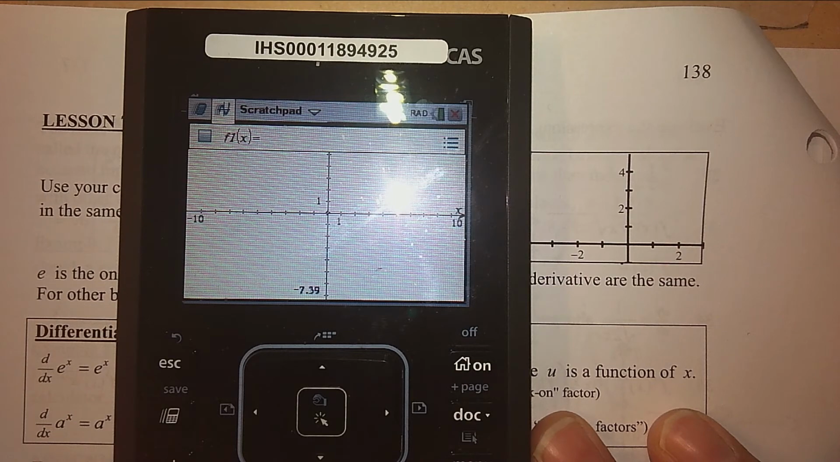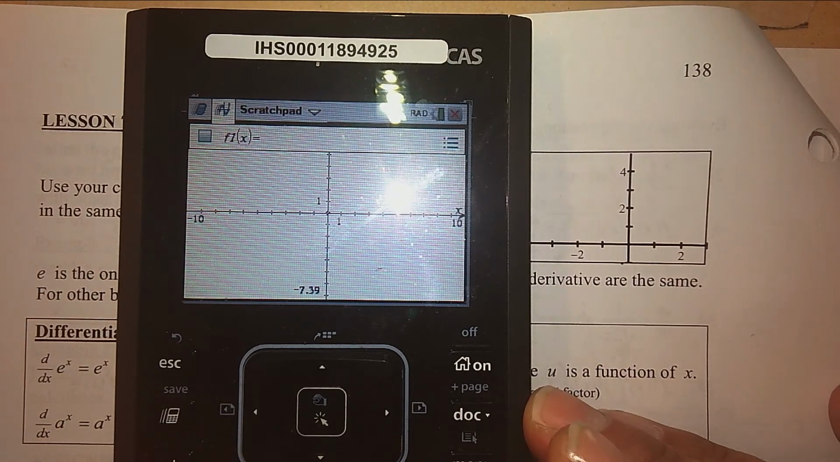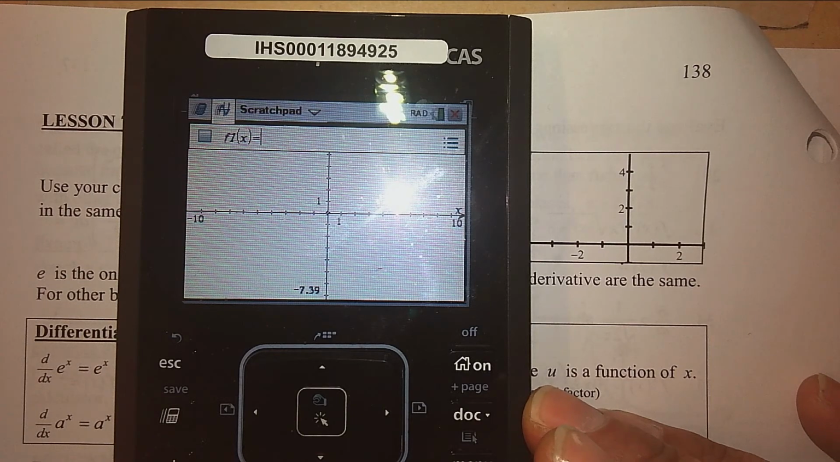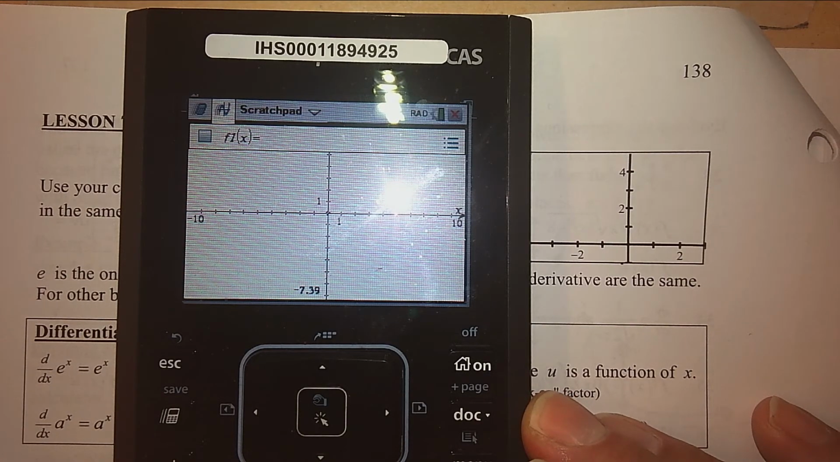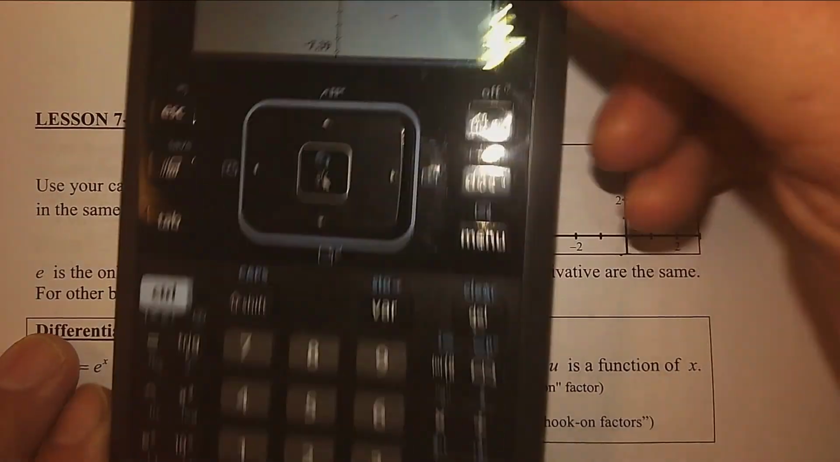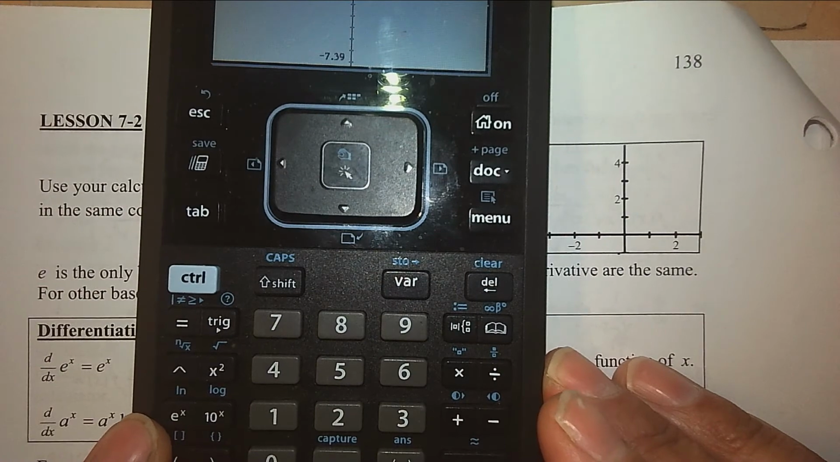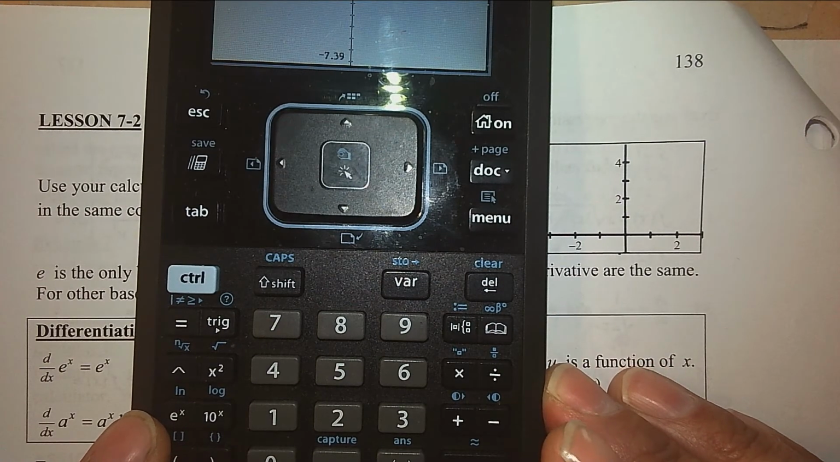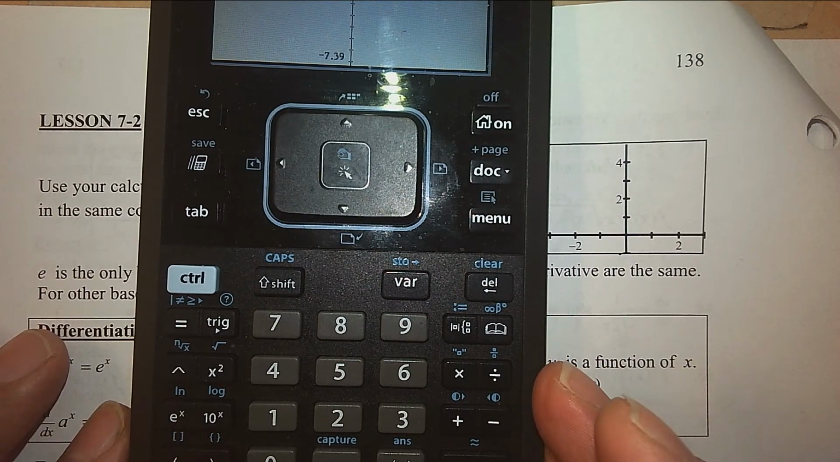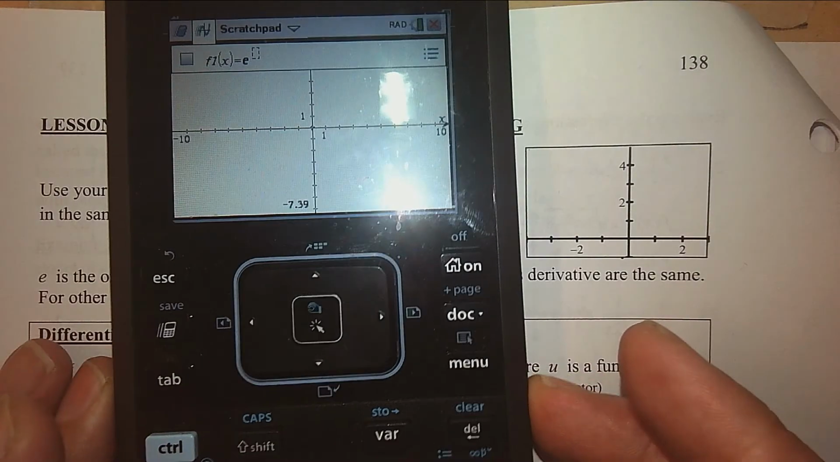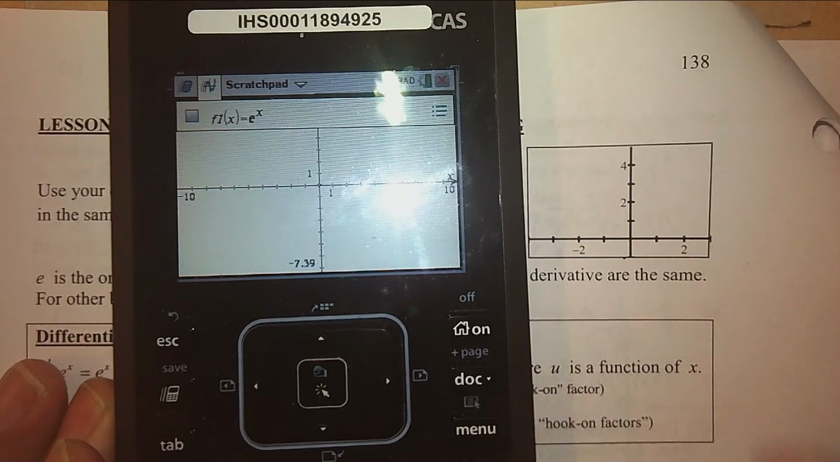Do you know where the E button is? It's on the left. Usually you have to press a second button to get it, but not here. It's right there, just the A button, underneath the little roof, the exponent button. Can you press that? And then in the exponent just put down X, press enter.